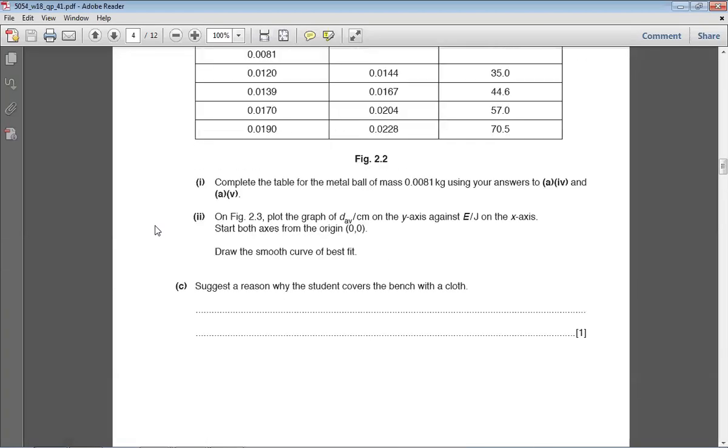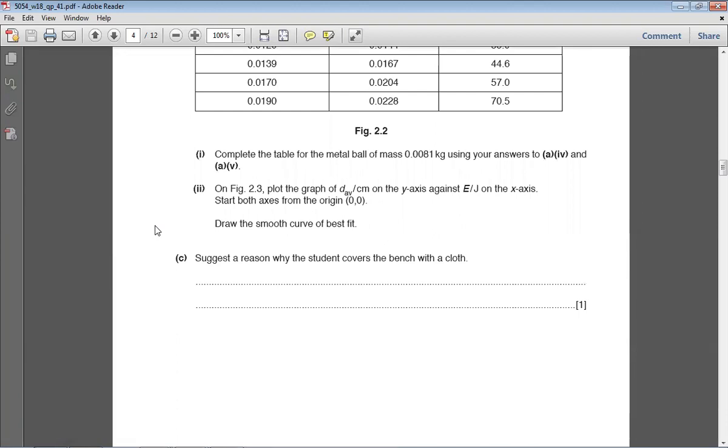Let me show you. This is the question on figure 2.2. Plot the graph of D average in centimeters on the y-axis against E on the x-axis. Start both axes from the graph origin. Draw the smooth curve of best fit. Suggest a reason why the student covers the bench with the cloth.